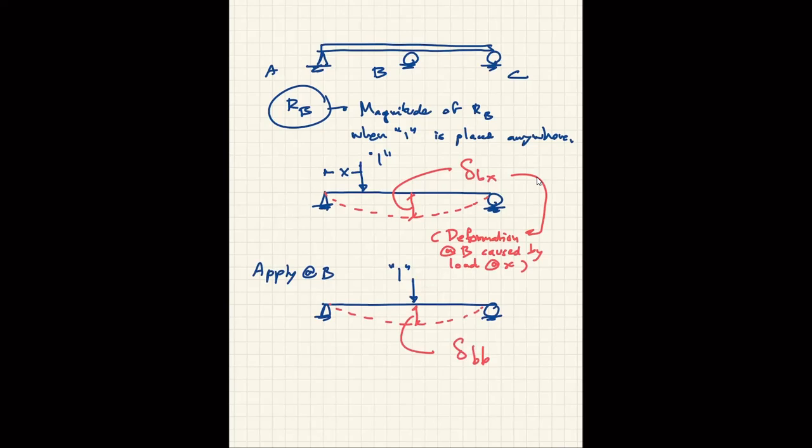And this is going to be the deformation when the unit load is here, which in turn, if I multiply this by RB, the deformation caused by RB is delta BB RB, correct? If the deformation caused by unit is delta BB, the deformation caused by RB is delta BB multiplied by RB itself.